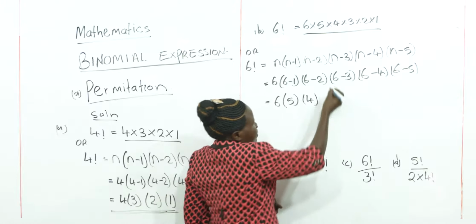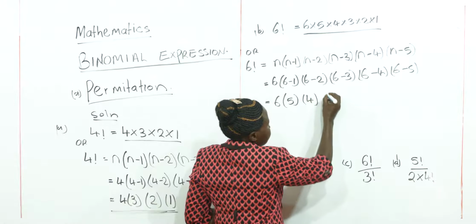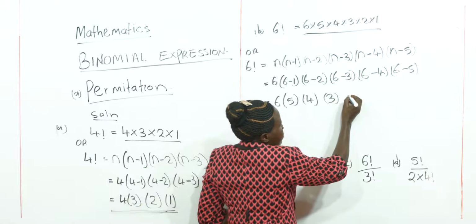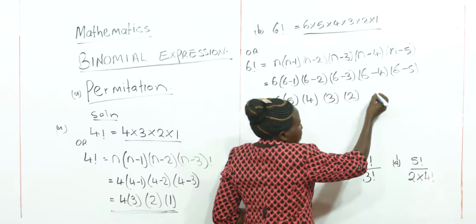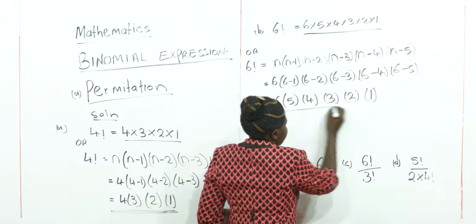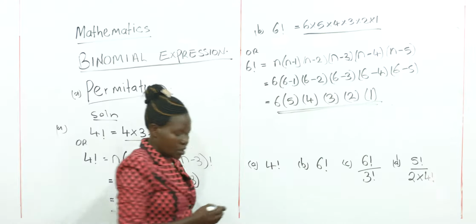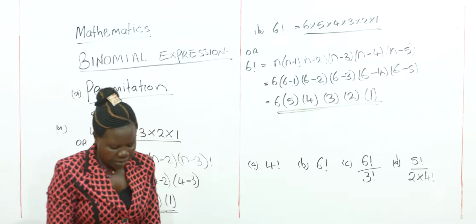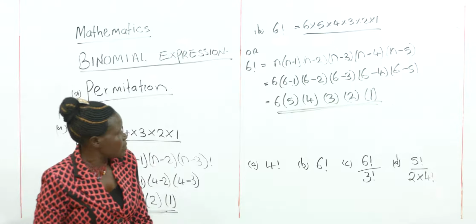And then we have 6 minus 3, we get 3. And then we have 6 minus 4, we get 2. And then 6 minus 5, we get 1. So, dear learners, this is what you are to do when you are asked to do what? To simplify any factorial number. And then now we move to part C.